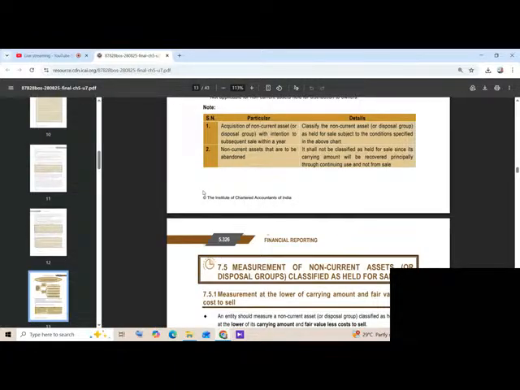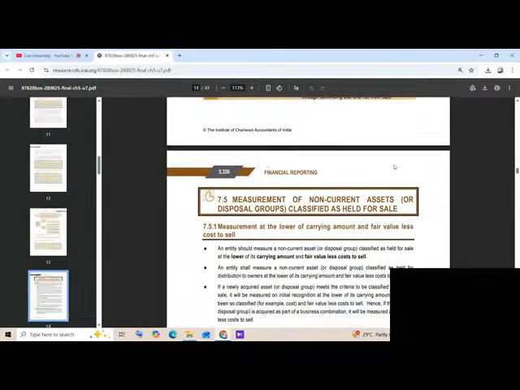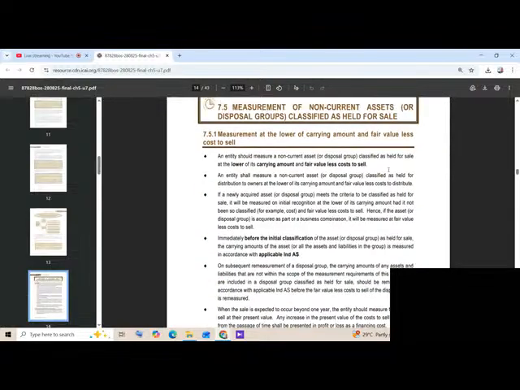Particular acquisition of a non-current asset or disposal group with the intention to sell, with subsequent sale within a year: classify the non-current asset as held for sale, subject to the conditions specified in the above chart. Non-current assets that are to be abandoned shall not be classified as held for sale since their carrying amount will be recovered principally through continuing use and not from sale.